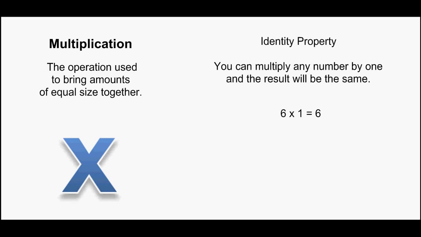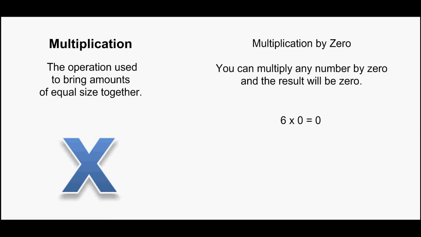The next property is the identity property. You can multiply any number by 1, and the result will be the same. For example, 6 times 1 equals 6.